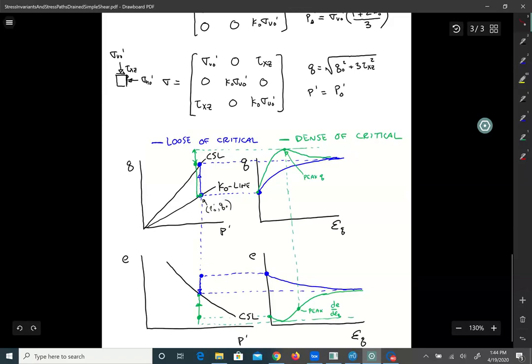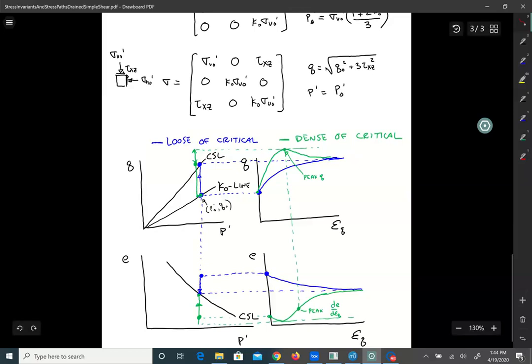The other thing that you're going to have to know is that soils that are dense of critical state will always mobilize a peak friction angle before they get to the critical state friction angle. And that's what Bolton's paper tells us, that you can estimate that peak friction angle. We know what the peak friction angle is going to be based on his paper.